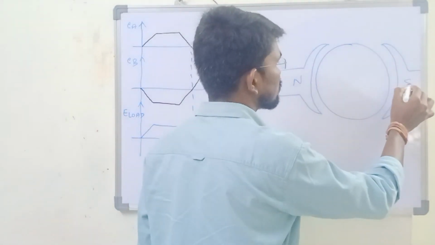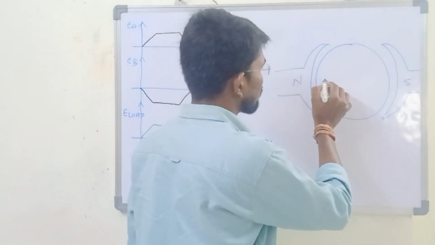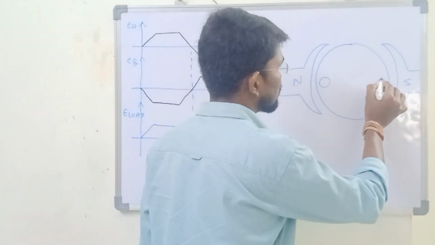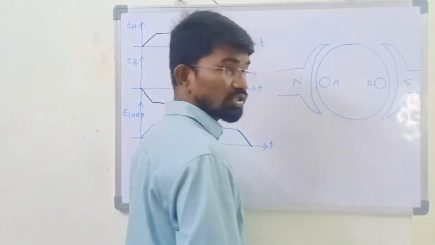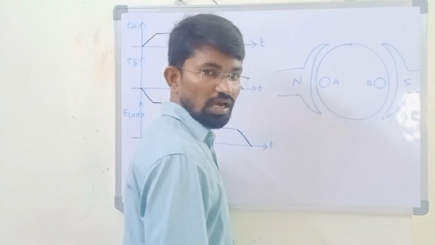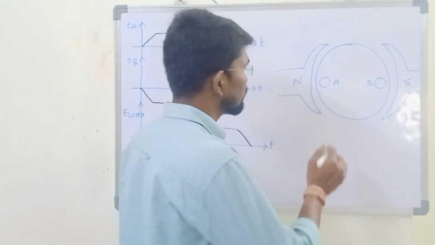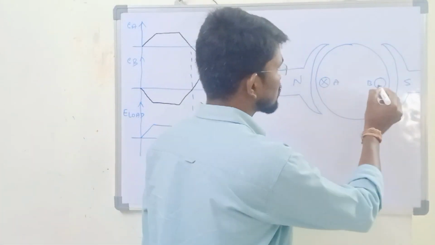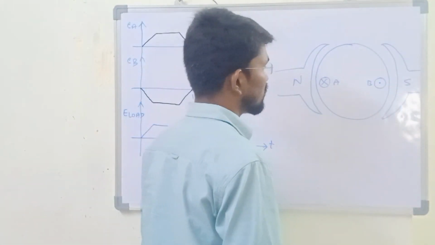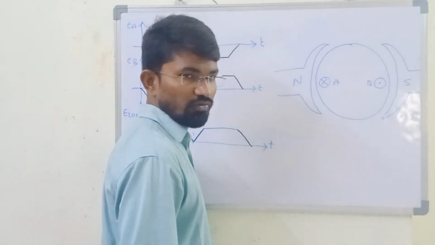North pole, south pole. I am taking two conductors here, conductor A, conductor B. Assume that these two conductors are rotating in clockwise direction with the help of a prime mover. Now conductor A under north pole having cross polarity and this is dot polarity. Now this is a single coil, one coil.